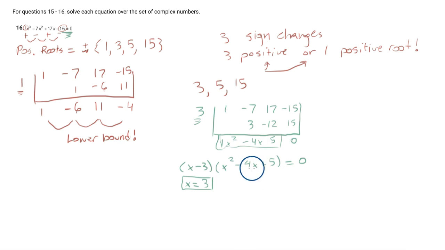But our second parentheses here, unfortunately, is not factorable. I don't know any numbers that multiply to positive 5 and add to negative 4. So we can use the quadratic formula to solve the second quadratic equation. So let's do that. And I'm going to speed up the video since this should be reviewed.